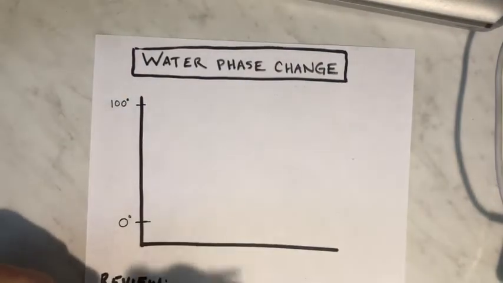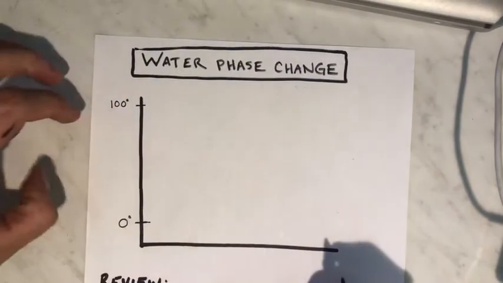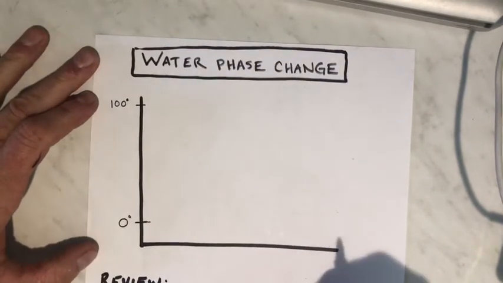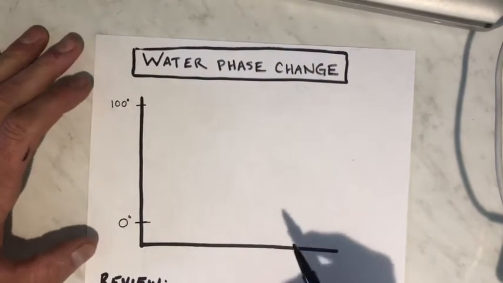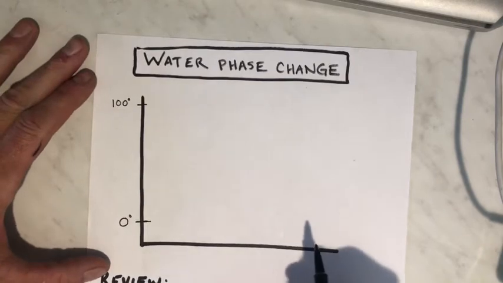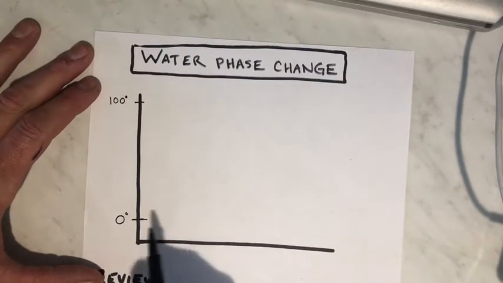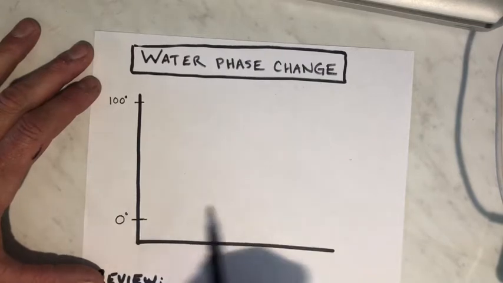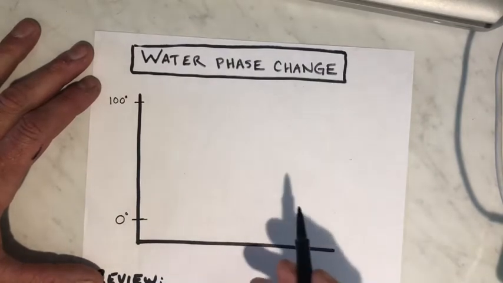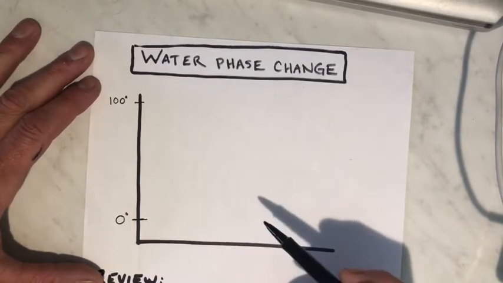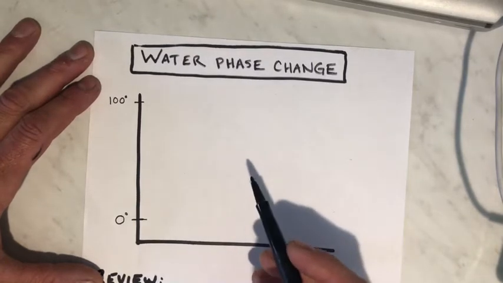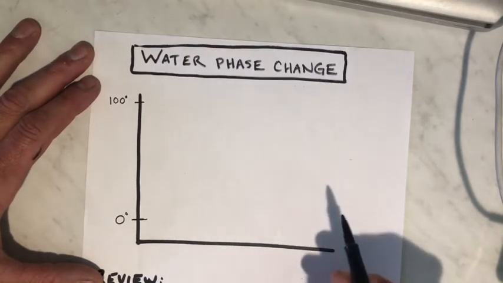All right, let's talk about water phase change and how energy is required and released as water changes phases. So, this is a potential energy diagram, and what we know about water is that it exists in three different phases. We have solids, liquid and gas, right? Which we're going to call vapor here before too long.